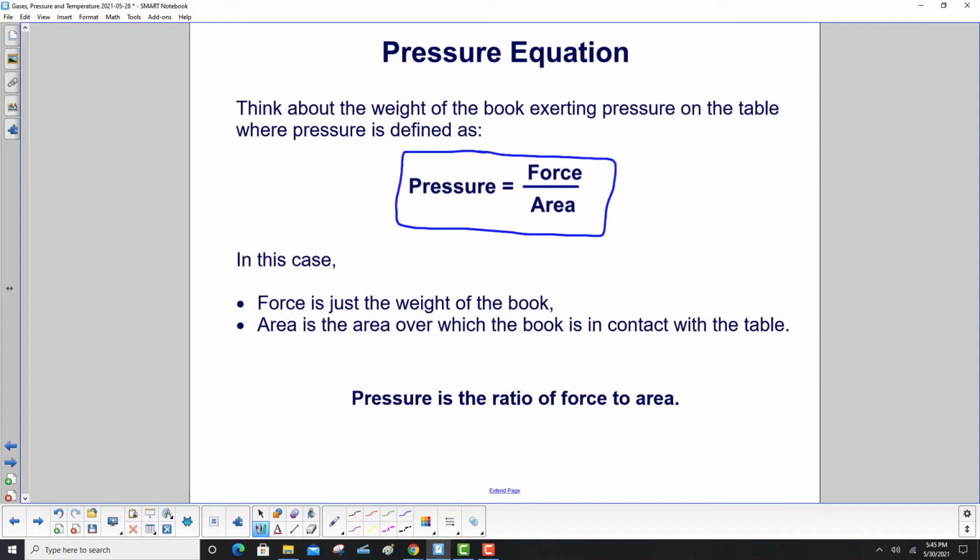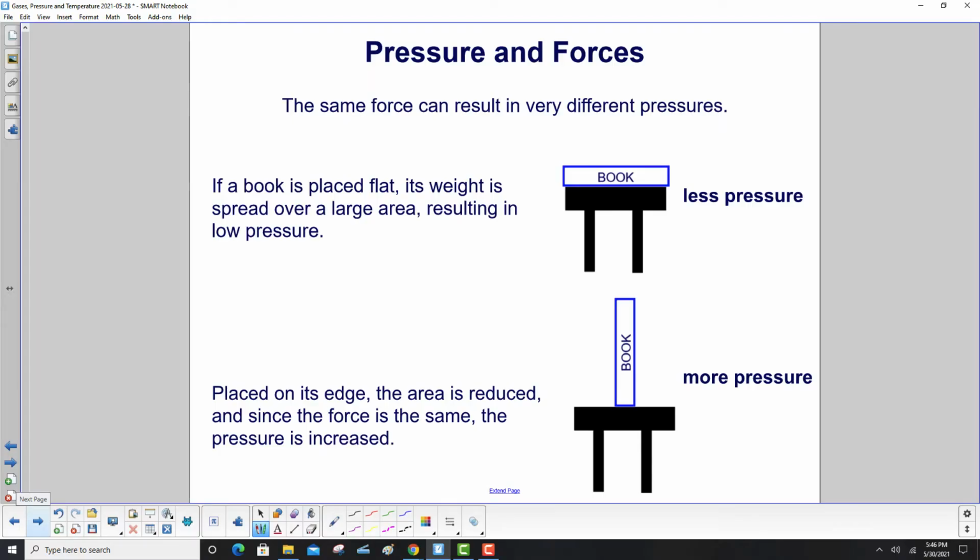Think about the weight of the book exerting pressure on the table, where pressure is defined as force per area. In this case, force is just the weight of the book, and area is the area over which the book is in contact with the table. Pressure is the ratio of force to area. The same force can result in very different pressures.